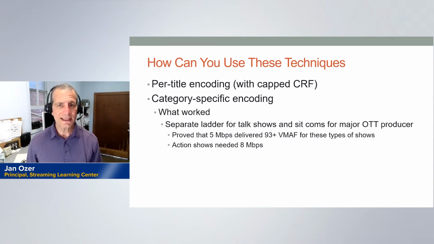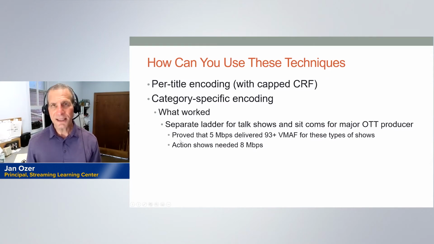What has worked is looking at a major network that had talk shows, game shows, and then action shows. We were able to take their fixed encoding ladder down significantly, like 30 to 40% for channels that use exclusively game shows and talk shows, without viewers even noticing. We proved that concept using the techniques that we just described. The action shows needed, well, here, we talked about the numbers.